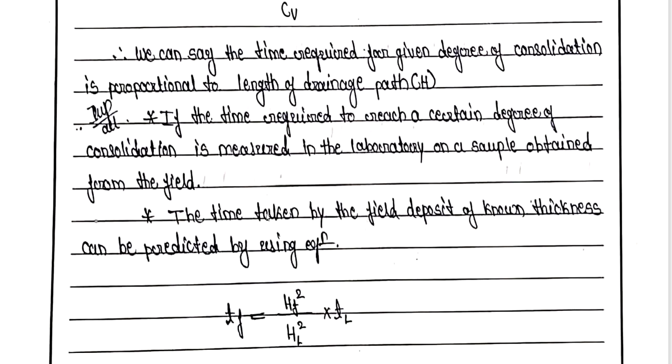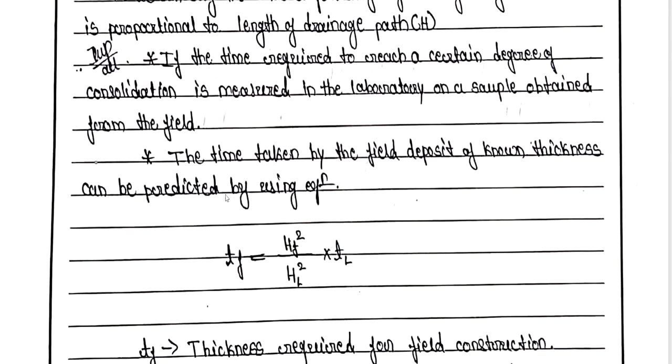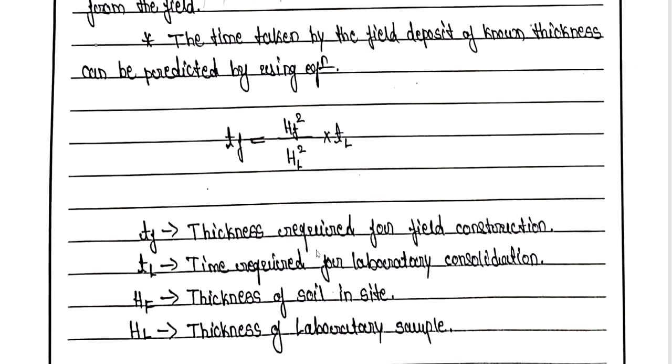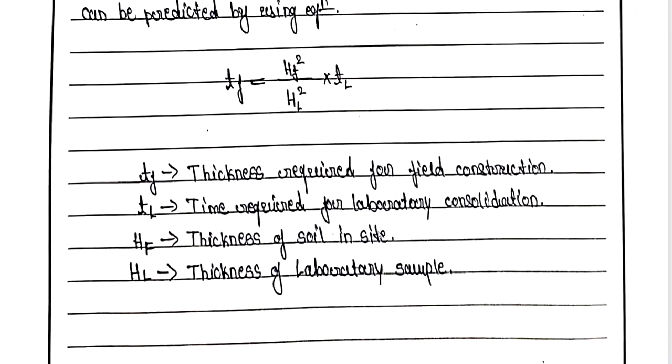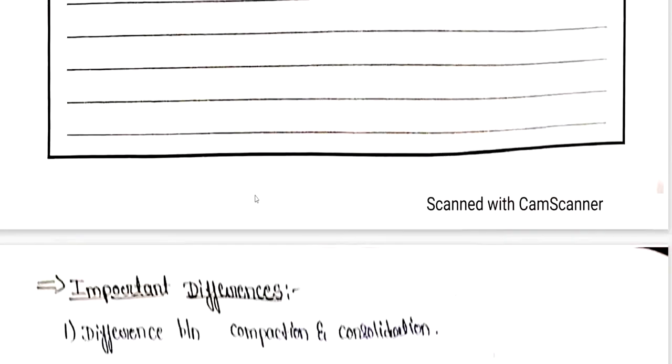By using the following formula, we can predict the time required in the field. Time required in the field is equal to hf squared, the length of drainage in the field squared, divided by hl squared, the length of drainage in the laboratory squared, into time taken in the laboratory, where tf is equal to time required for field consolidation, tl is equal to time required for laboratory consolidation, hf is equal to thickness of soil in the site, hl is equal to thickness of soil in the laboratory. So it is very simple.